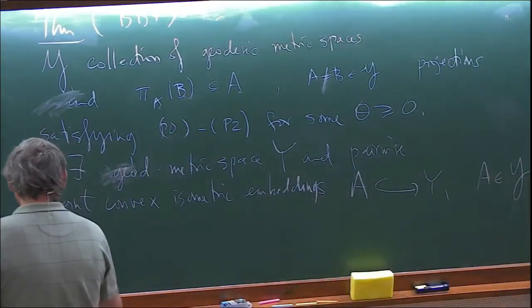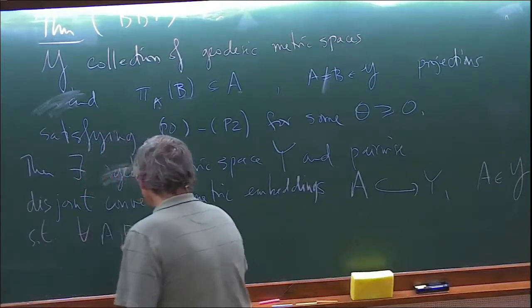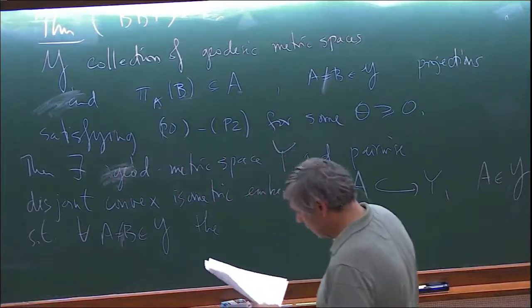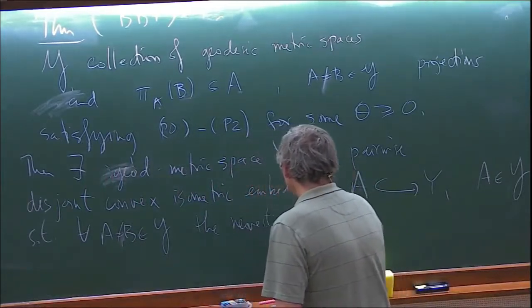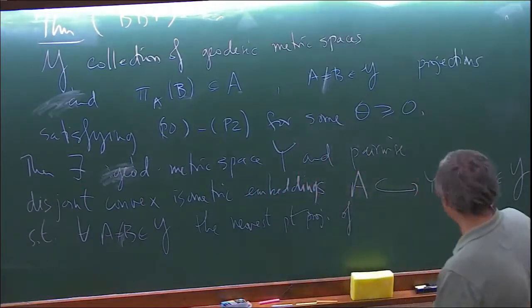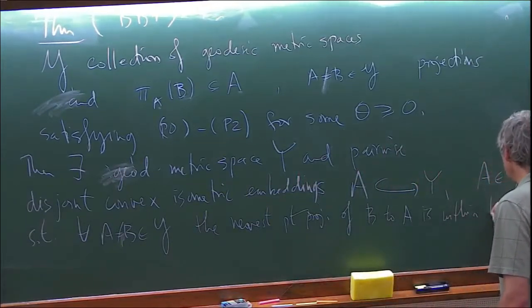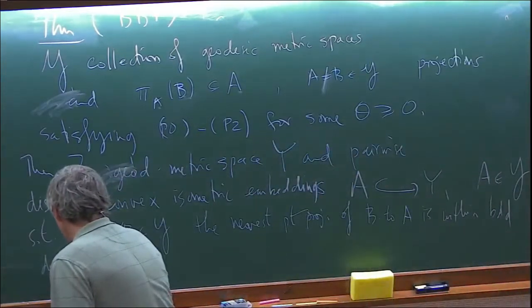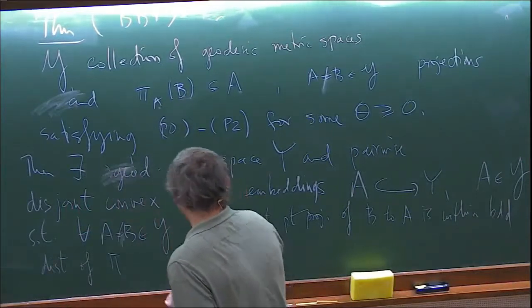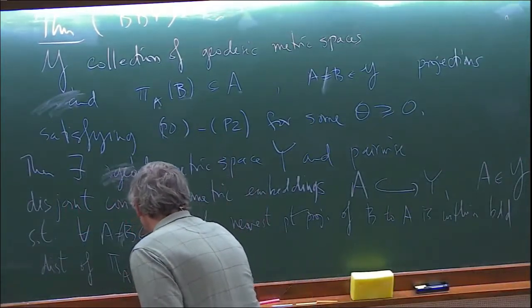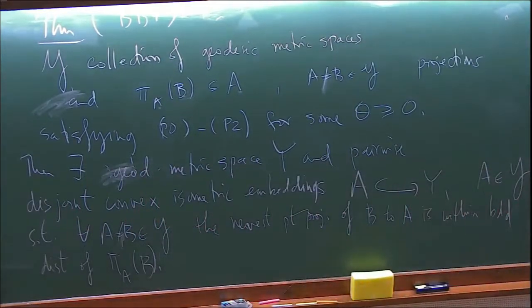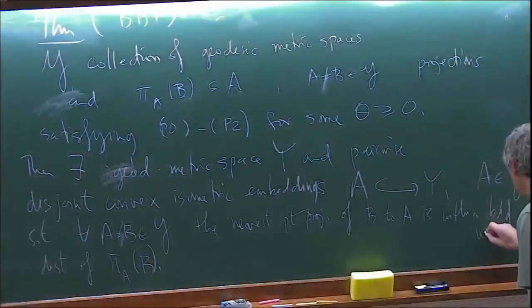So that for every A and B in Y distinct, the nearest point projection of B to A is within bounded distance of pi A of B. Okay, so you don't quite get the prescribed projections on the nodes, but after a bounded perturbation, you get those projections. Uniformly bounded.